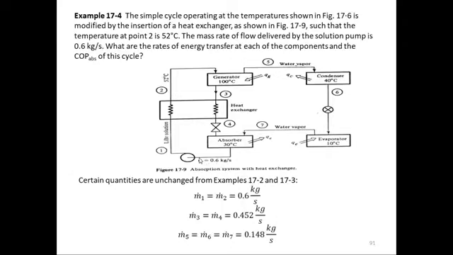Basically this is the same example that we have been doing before, but we have just added the heat exchanger into it. So when we add the heat exchanger into the system, our numbering will slightly change. Now 1 is the same, but 2 is after the heat exchanger, 3 is after the generator, 4 is after the heat exchanger of the solution, and then 5 is going from the generator to the condenser.